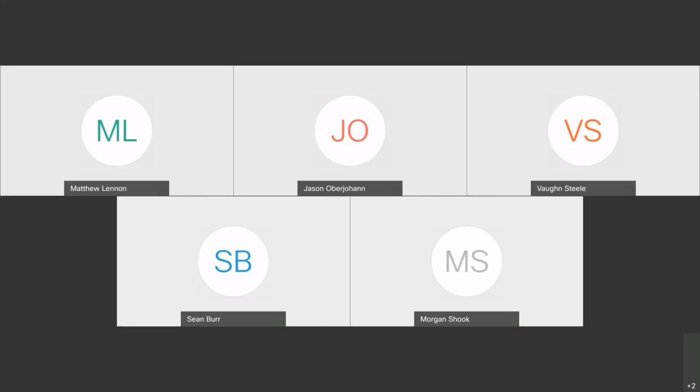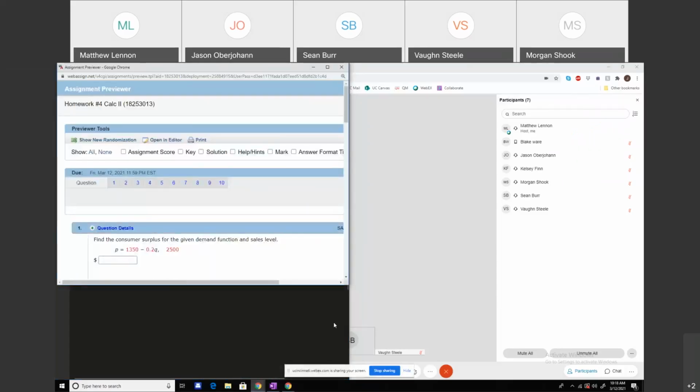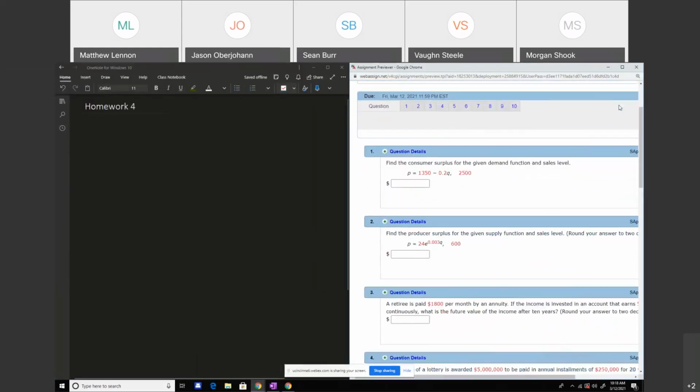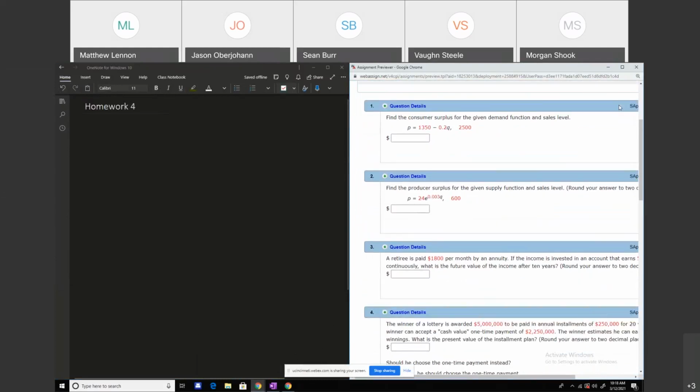So let's have a look. So why don't we go ahead and look at the producer surplus question to start. Producer and consumer surplus are pretty similar formulas. So let's start with number 2.